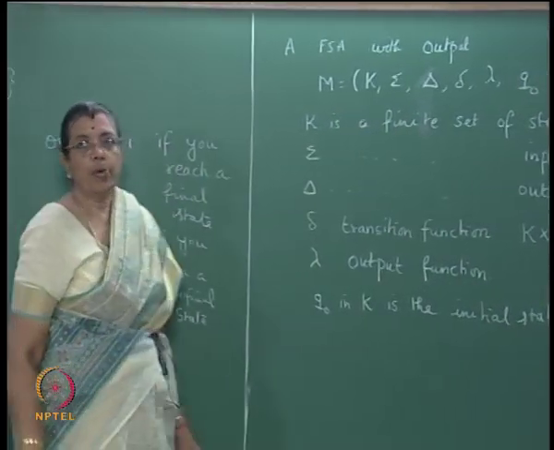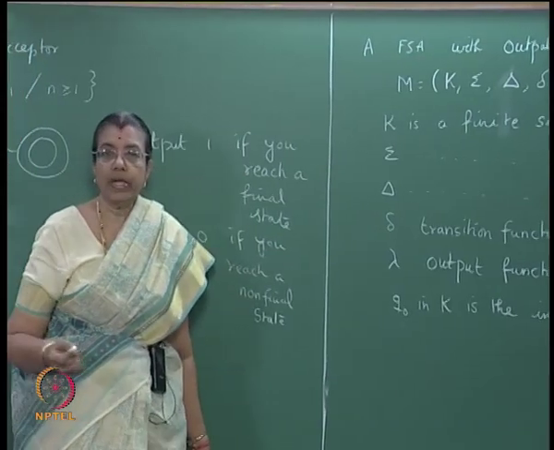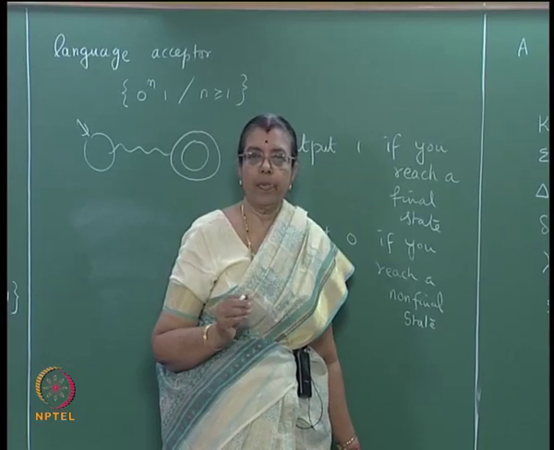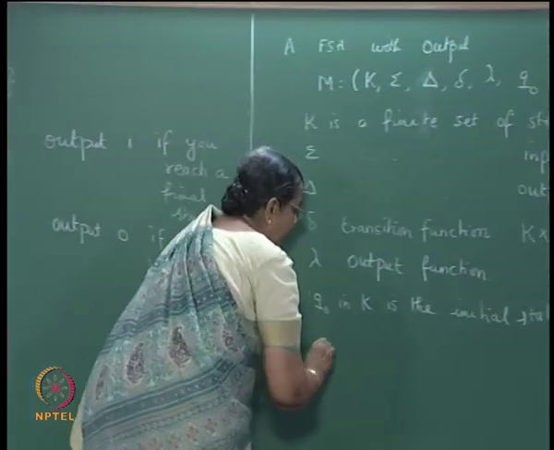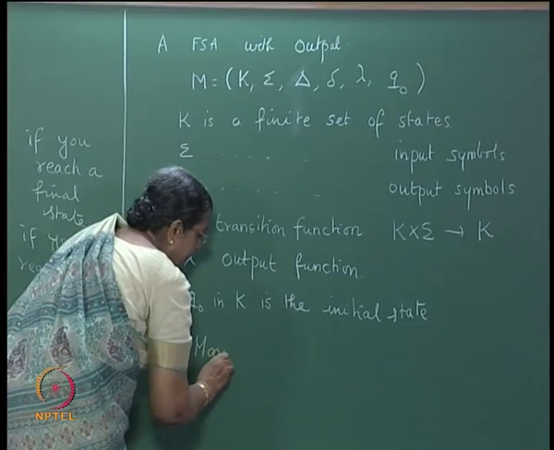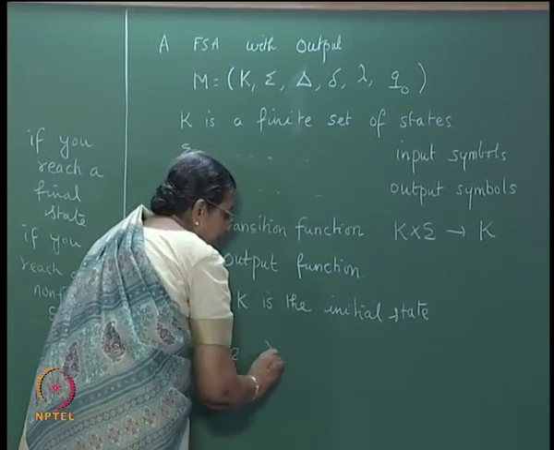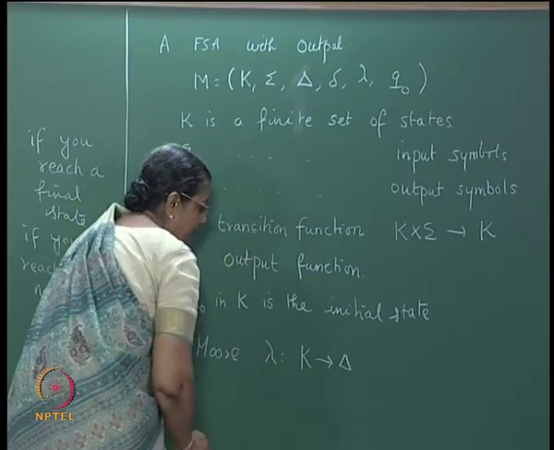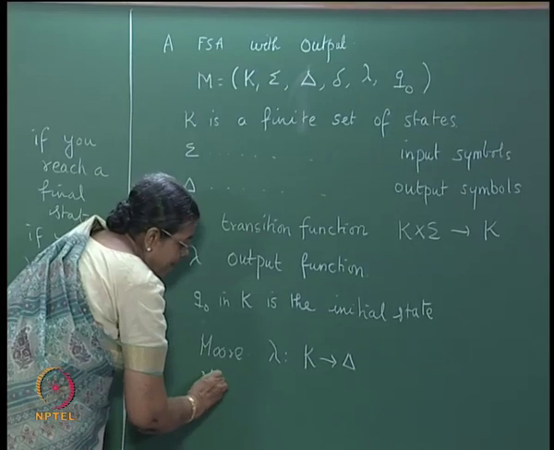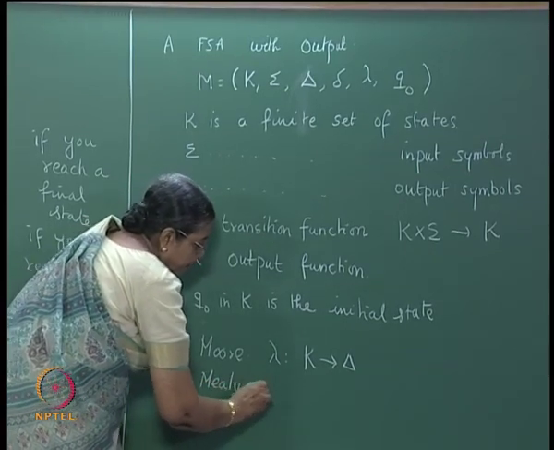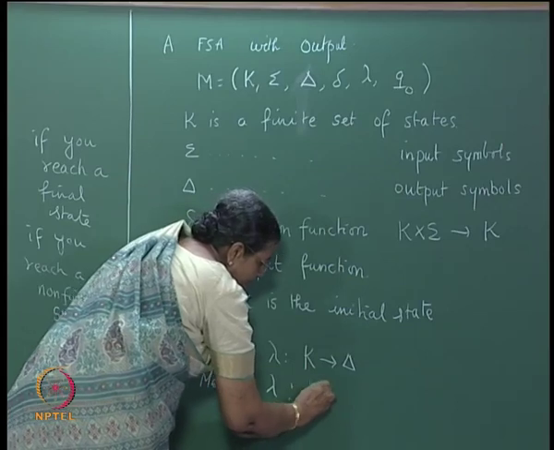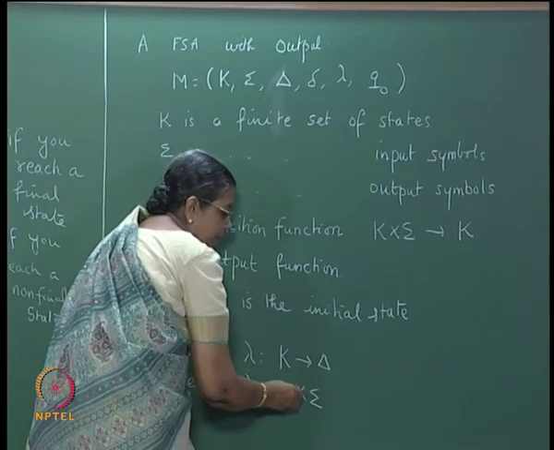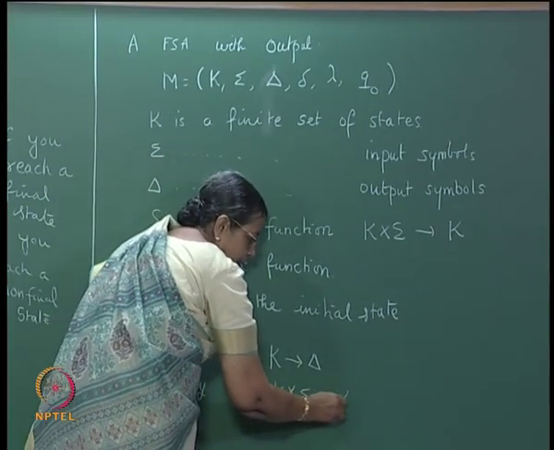Now, what about the output function? The output function can depend just on the state alone or on the state and the input symbol. So, in one case when the machine is a Moore machine, the output function is K to delta, and in the case of a Mealy machine, the output function depends both on the state and the input symbol. It is from K cross sigma into delta.